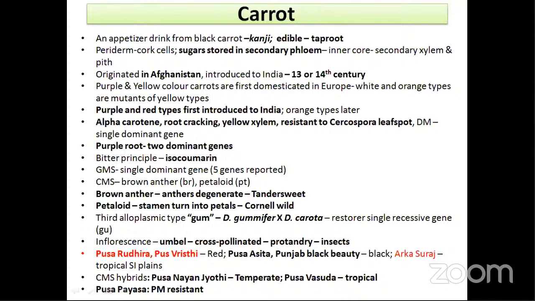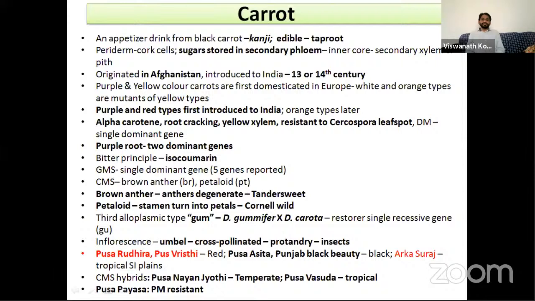So carrot originated in Afghanistan. It was introduced to India in the 13th or 14th century. Just please remember wherever these introductions are given in a particular century, because there were previous questions about the introduction of tapioca into India in this century and the introduction of French bean into India in this century. So wherever I have given the centuries when a particular crop was introduced to India, please remember.